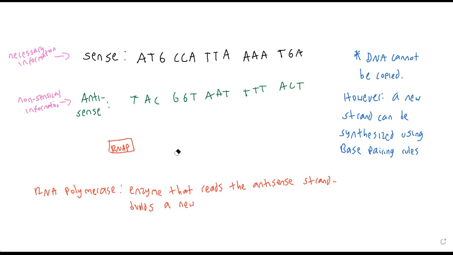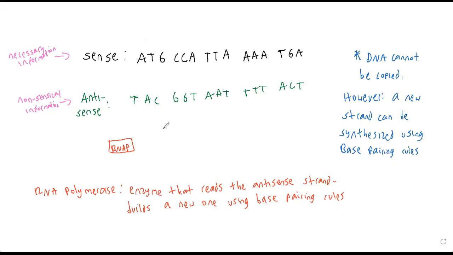Oh gosh, that's going to bother me. I have a tolerance for messy handwriting. Builds a new one using base pairing rules. That's what it does. That's its job. Remember, enzymes have very specific jobs. They can't deviate from that because they don't have free will. Okay, we'll call a spade a spade. It just does what it's designed to do.